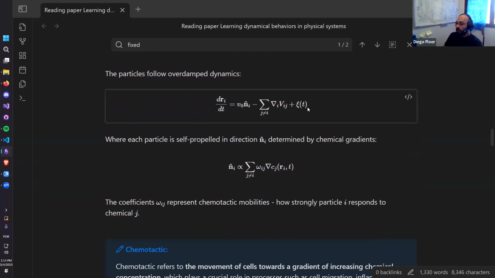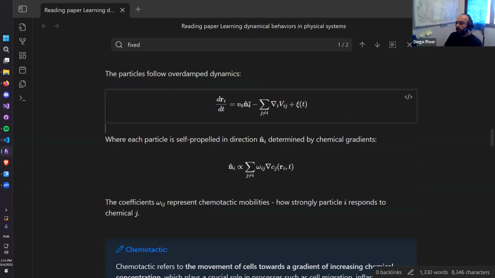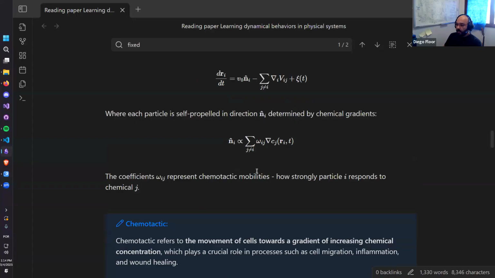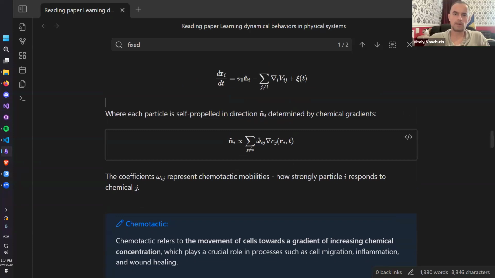So this is the dynamical equation for each particle, right? How it's going to change. And this n, the direction it is going to move, is where we have the parameters that we are going to change, the Wij's. This is the chemotactic mobility. I talked about chemotactic here. It's the thing that makes it chase other things. Basically, this is what we want to change. So basically, we want to train the system to change where the particles are going to go. Right? These are the things.